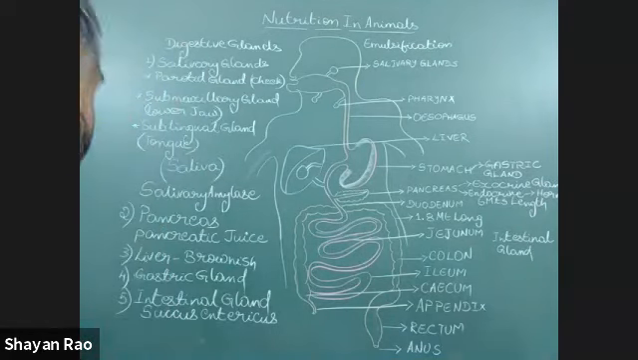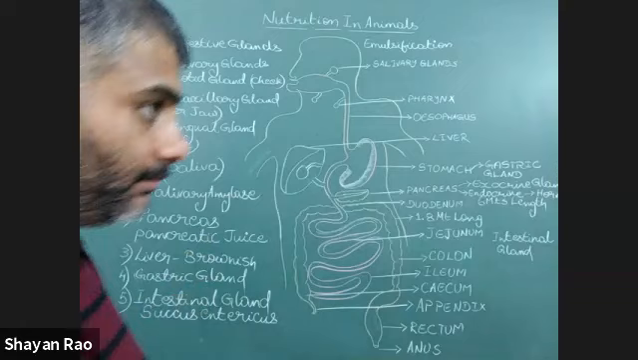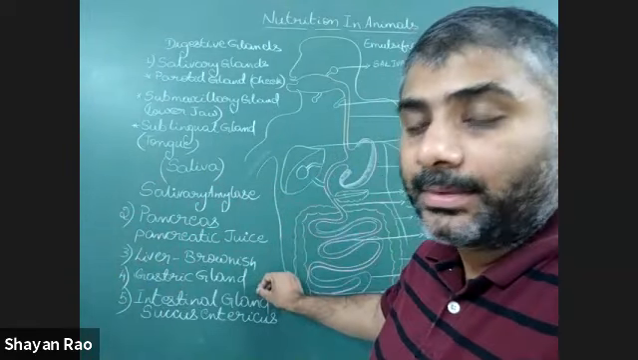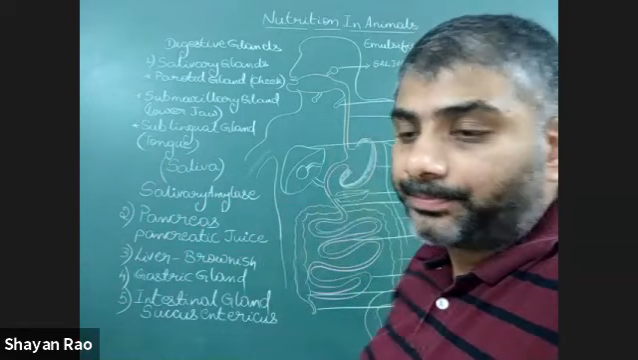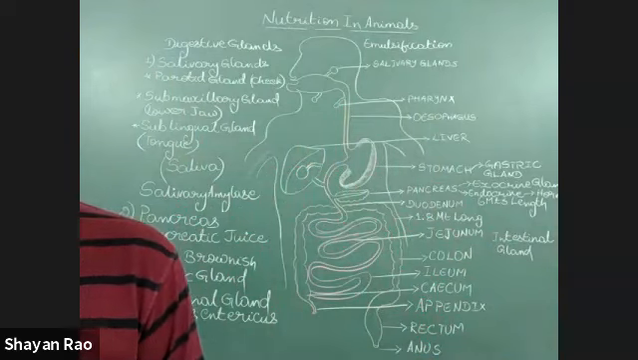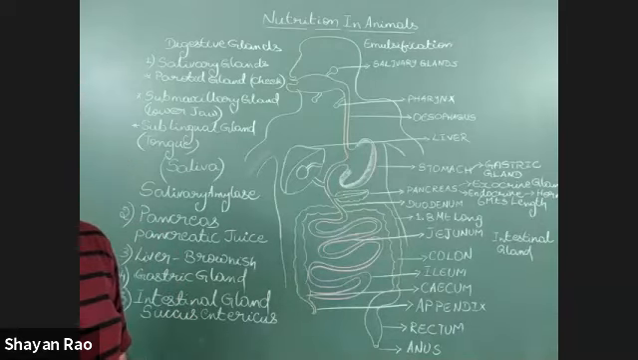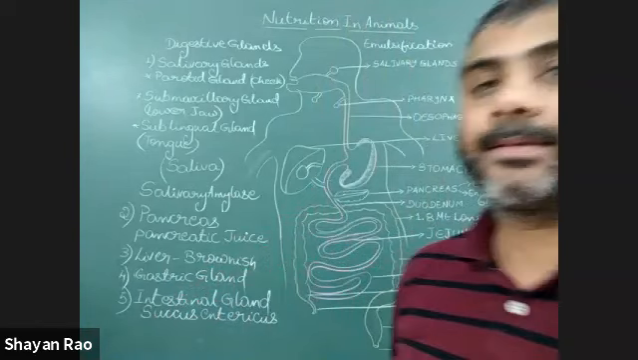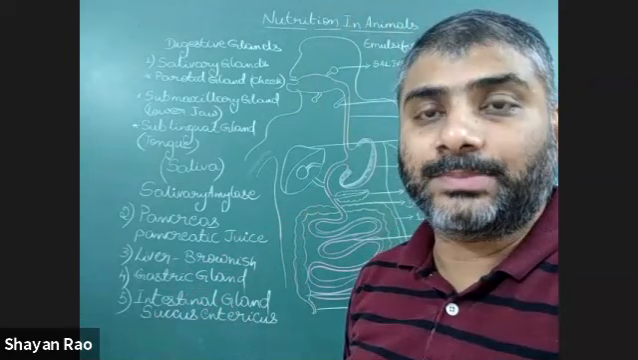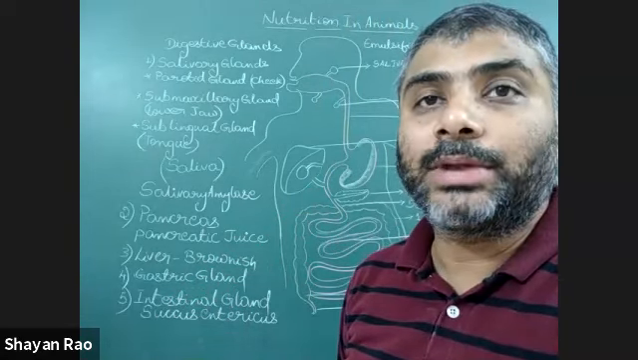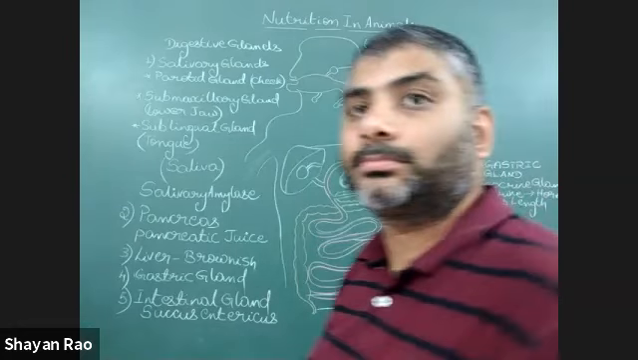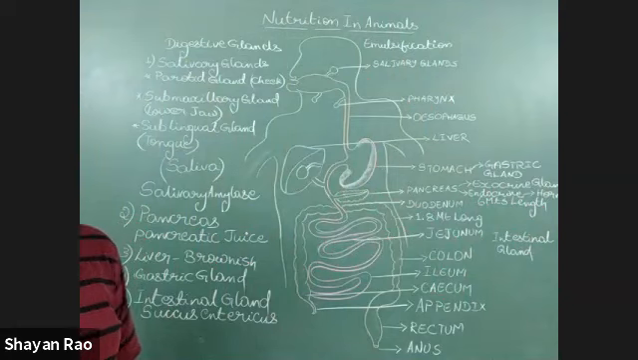Okay, next. Gastric gland. Gastric gland is lining the part of the stomach, and they secrete gastric juice containing hydrochloric acid.